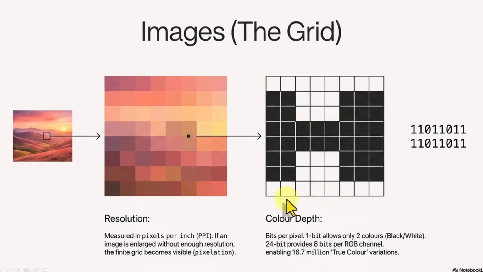So we know if we have a lot of pixels, and for each pixel we take more bits, our quality will be quite high. Okay, so bits per pixel. One bit allows only two colors. 24 bits provides 8 bits per RGB channel, enabling 16.7 million true color variations. And here again, we have the same thing. If you increase the number of pixels or you increase the bit depth, the file size will increase a lot. Okay. So again, we have a limitation. We can increase it a lot, but it will be limited.